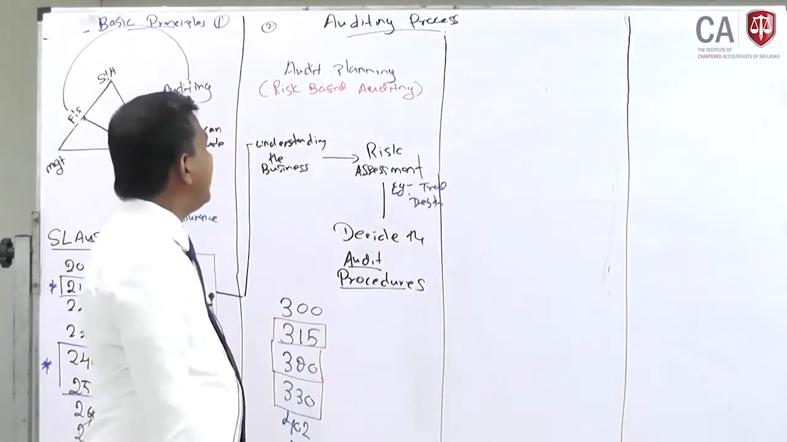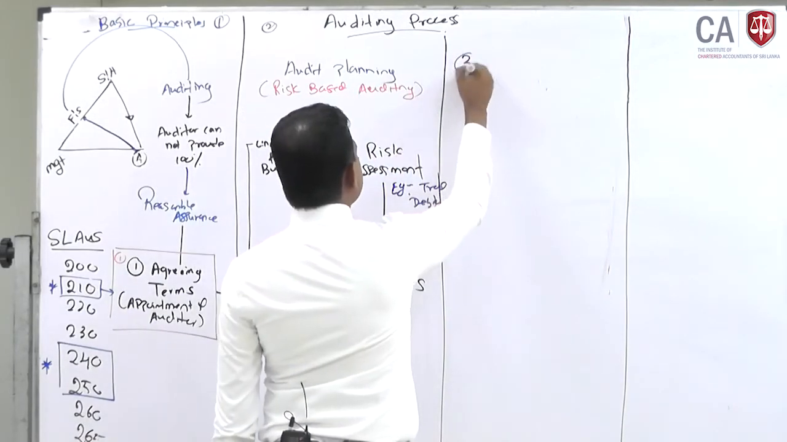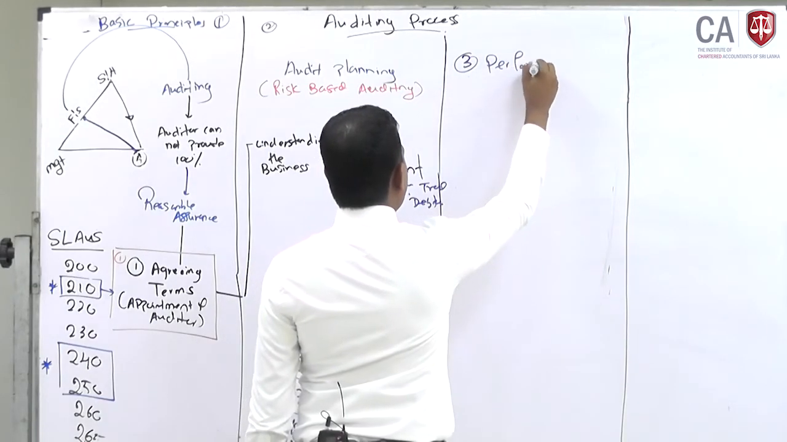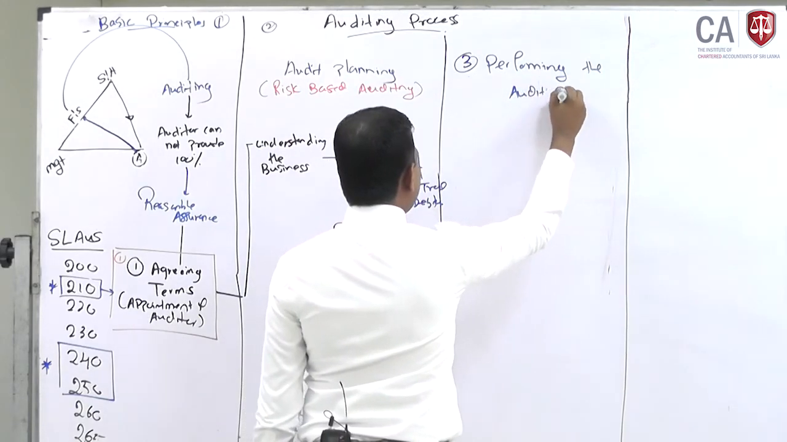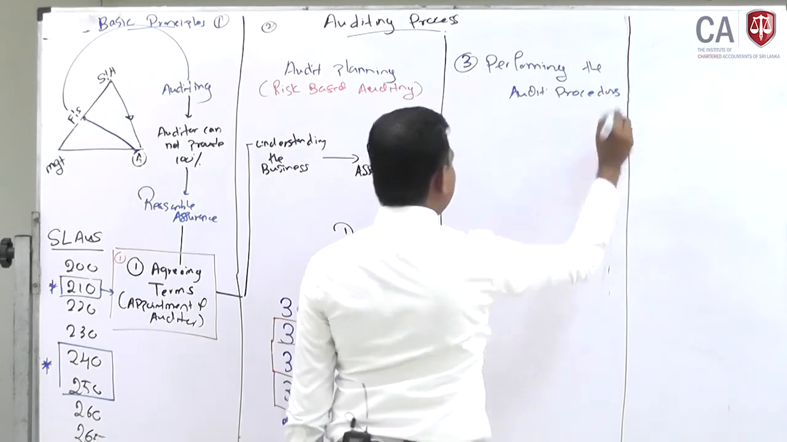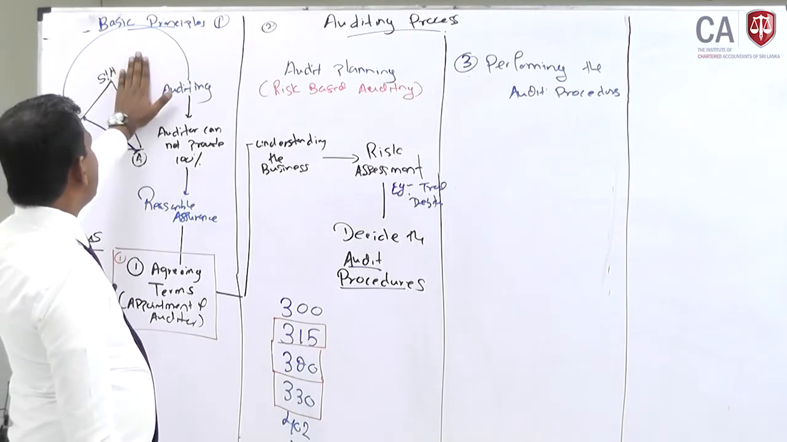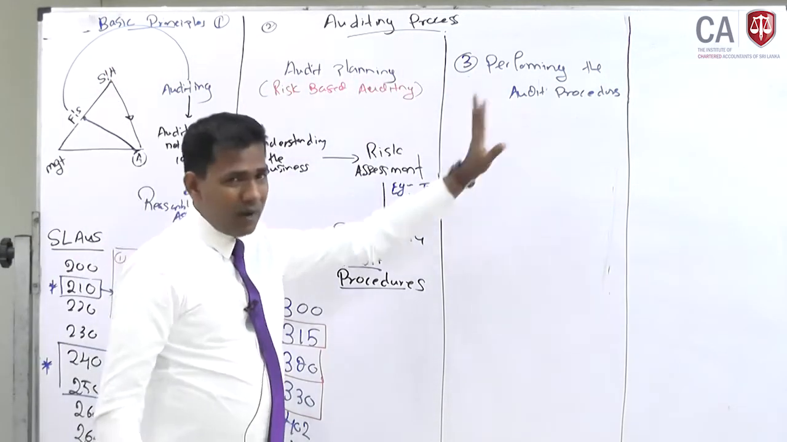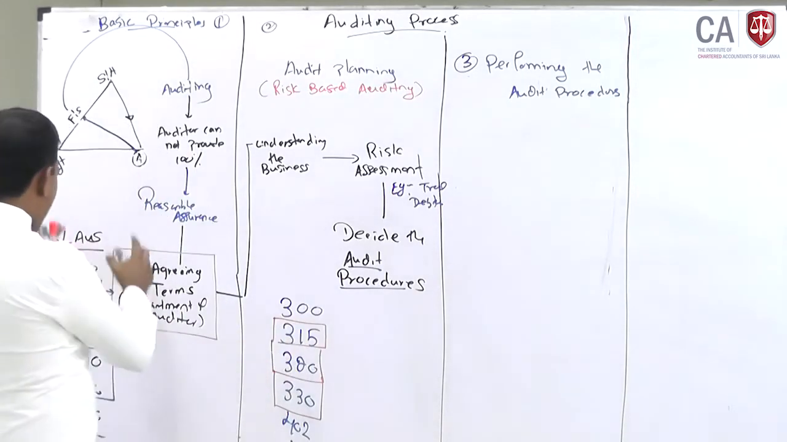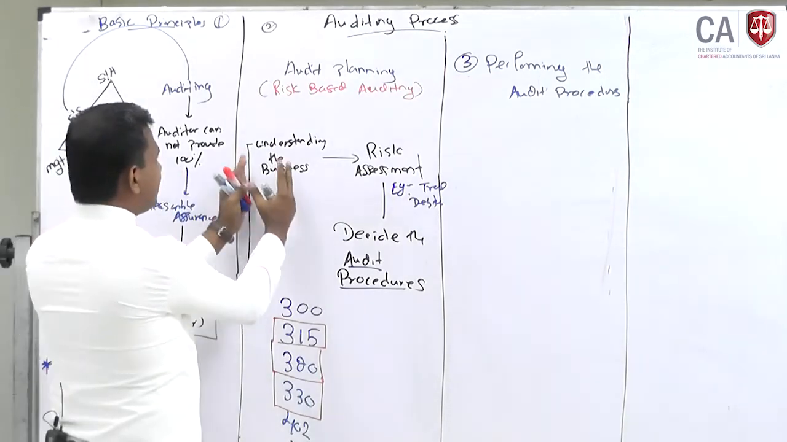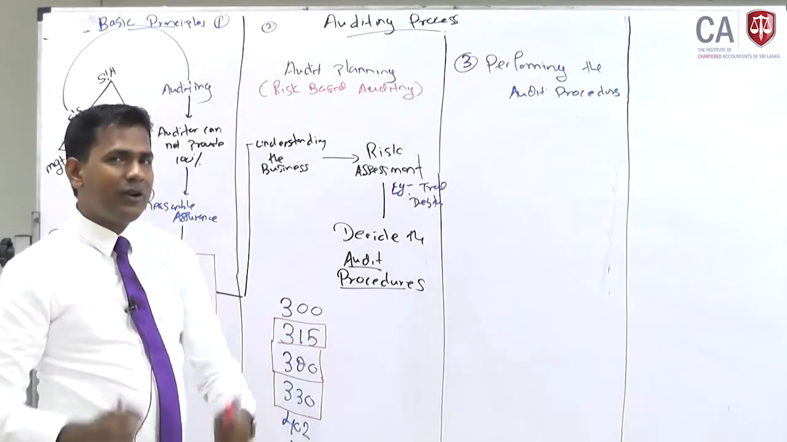So the next one, the third step, is performing the audit procedures. Basically you look at the basic principles, then audit planning, and then performing the audit procedures. You understand and agree the terms, then you come here: understand the business, risk assessment, decide the audit procedures. After you decide, now you have to do it. That is called audit procedures, right?